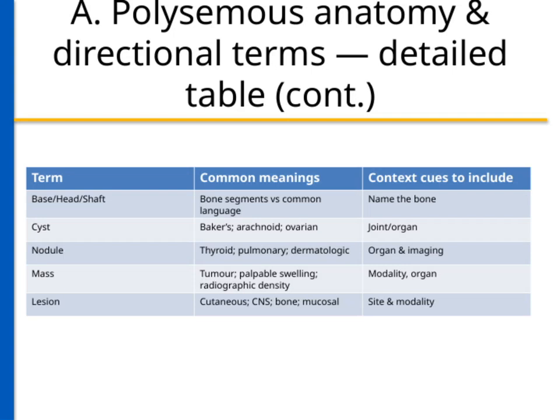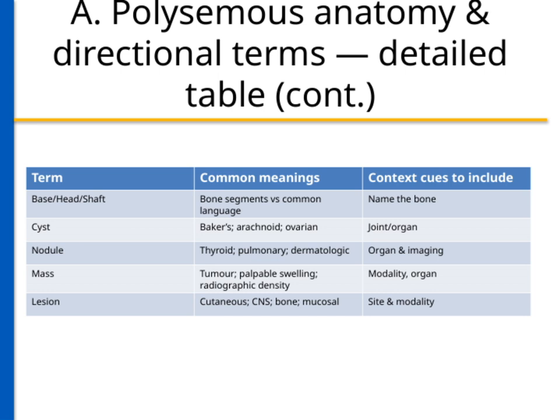Now let's look at some common medical terms and how their meanings can vary depending on the context. Starting with base, head, and shaft. These terms often refer to bone segments, but in everyday language they might just describe the part of an object. For example, when we say the base of the skull, we're talking about a specific bone structure.